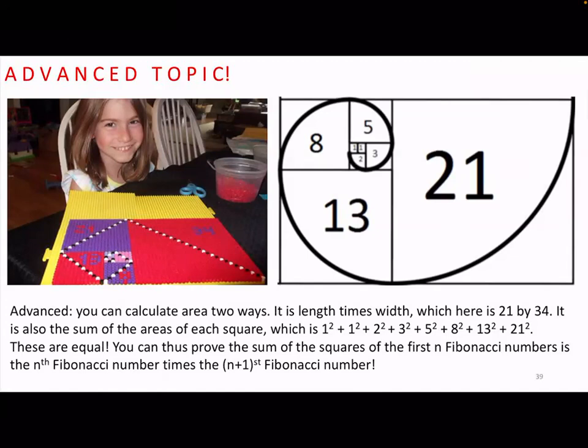1² + 1² + 2² + 3² + 5² + 8² + 13² + 21² is 21 times 34. So you've just proven that the sum of the squares of the first n Fibonacci numbers is the nth times the n plus first. This is a geometric proof. And so again, I love Fibonacci numbers.